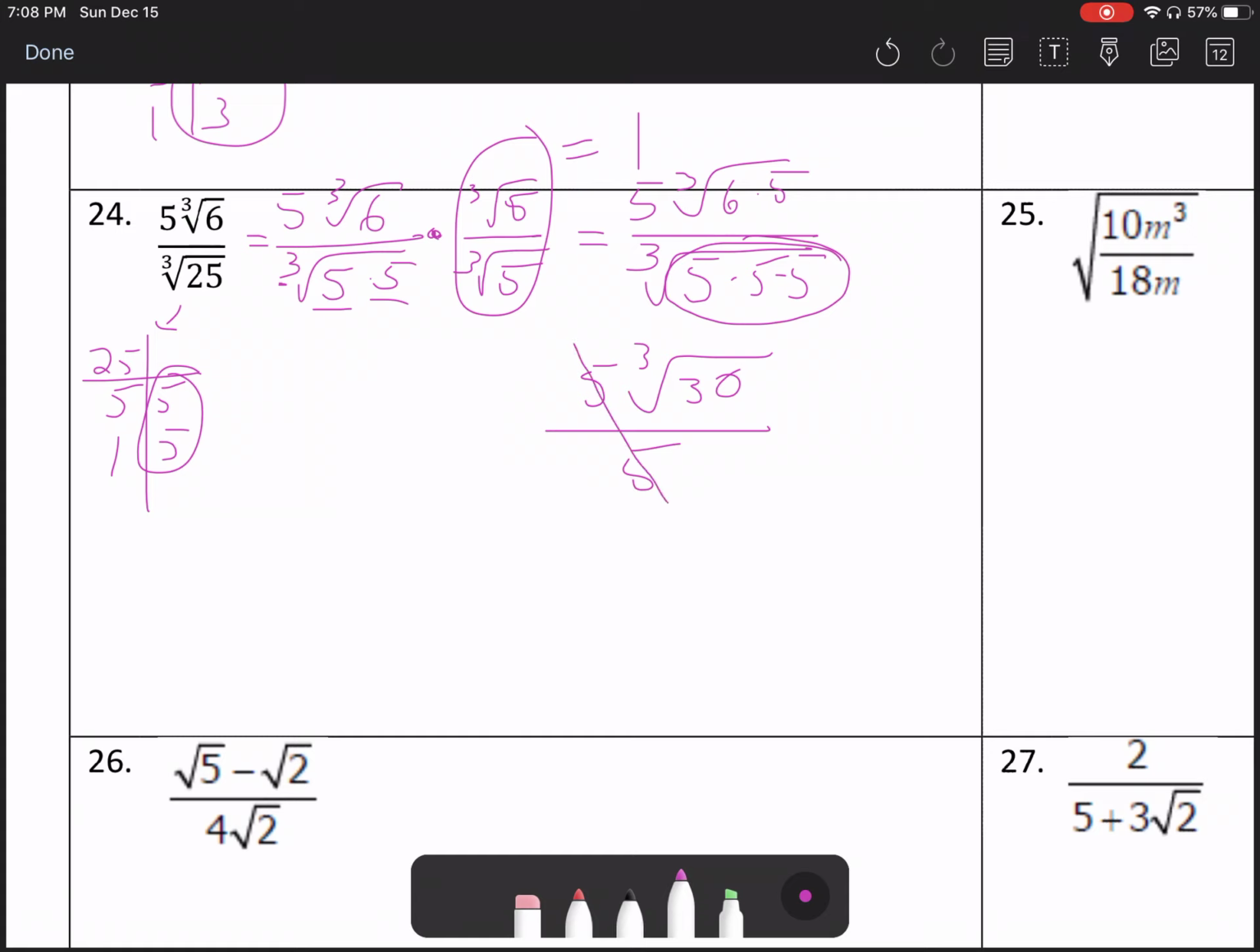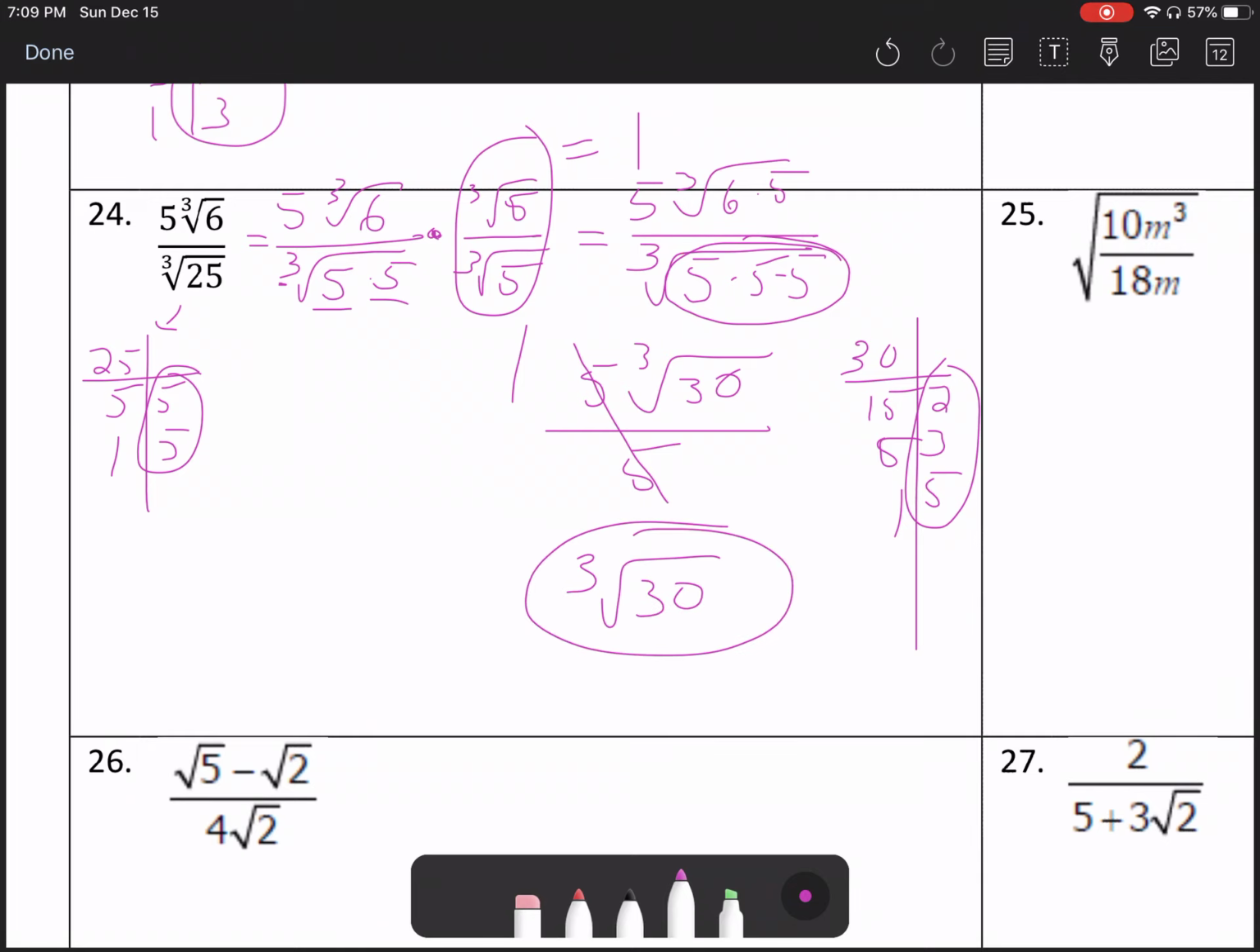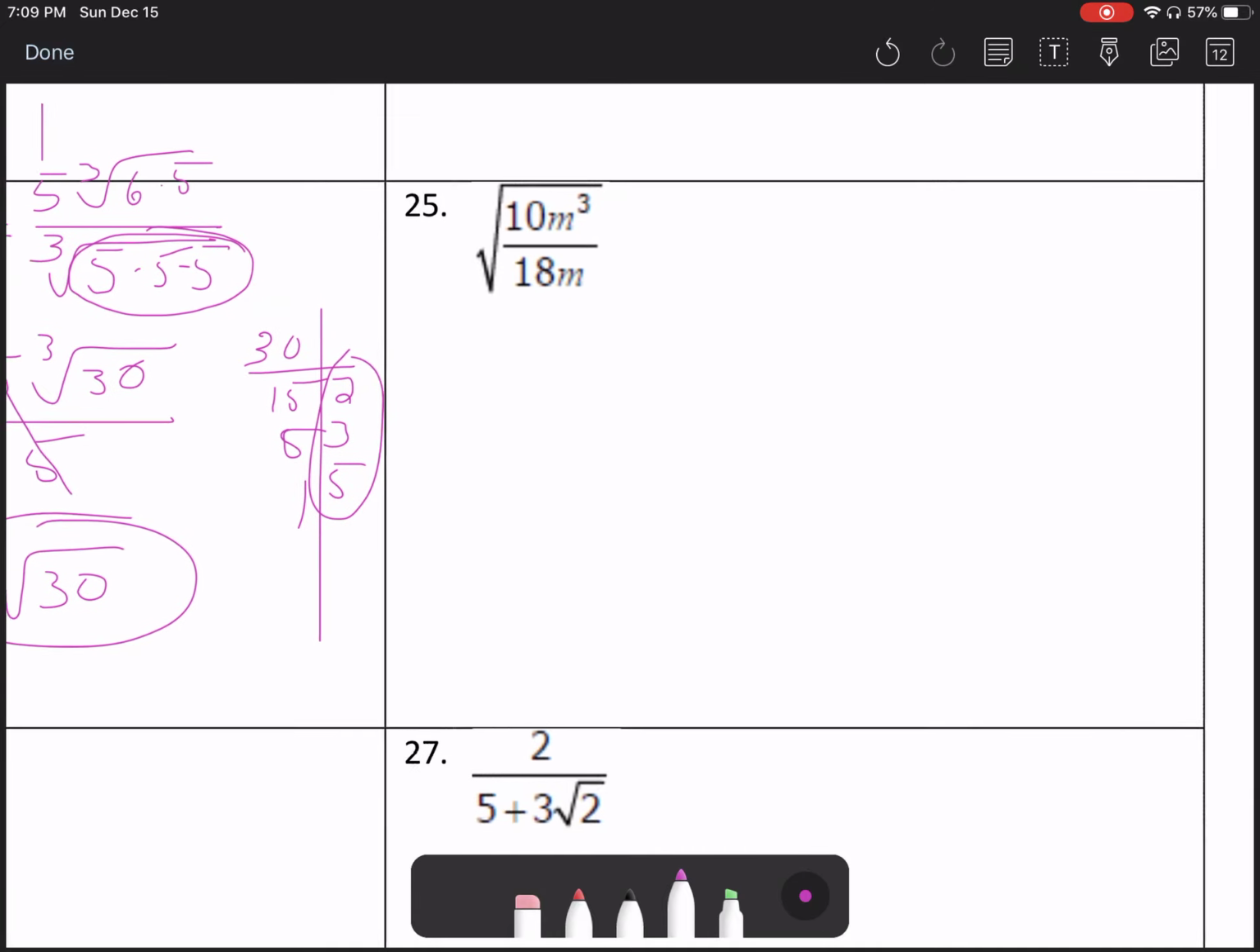Okay, I go through my simplification. I know 5 divided by 5 is 1, and so I have this 30 here. I'm just going to check on this 30. 30 divided by 2 is 15. 15 divided by 3 is 5. 5 divided by 5 is 1. There is nothing in here to simplify, and so my answer is just going to be the cubed root of 30.